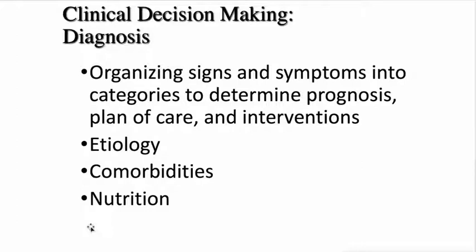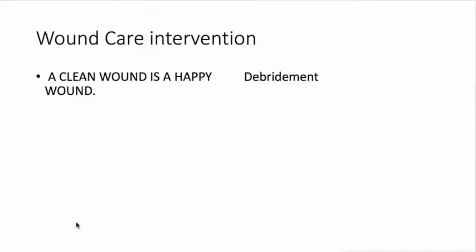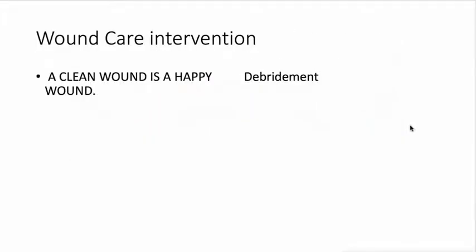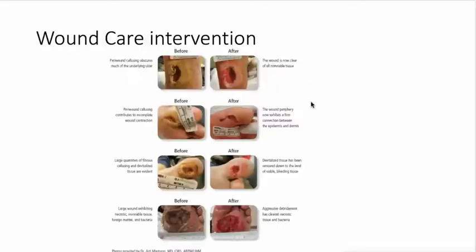So you need to organize signs and symptoms into categories to determine the prognosis, plan of care, and interventions, the wound etiology, any comorbidities, and any nutritional concerns. So with physical therapy, we're going to work on the wound, but we also, again, really need to be cognizant of needs for a referral. A clean wound is a happy wound. So if the wound is not clean, if there's dead tissue, it needs to be debrided in some manner.